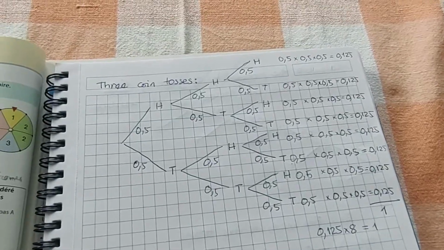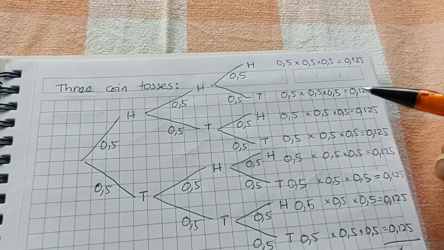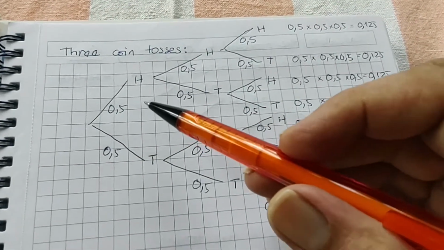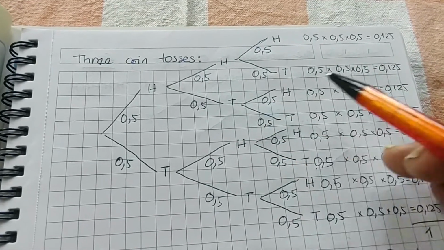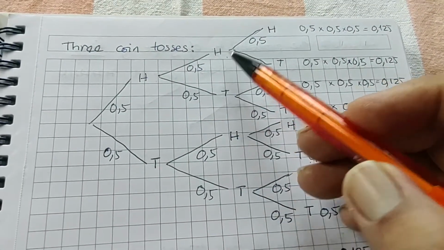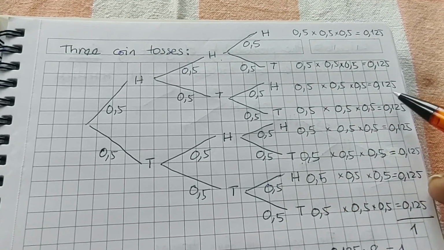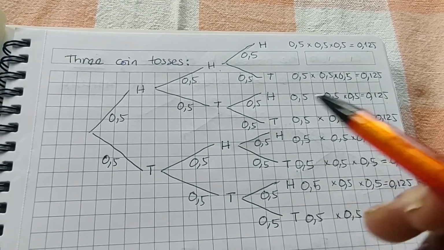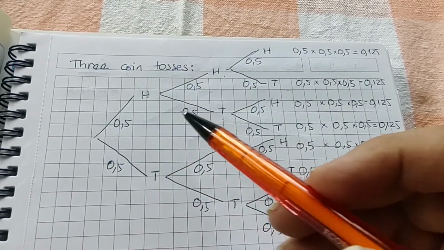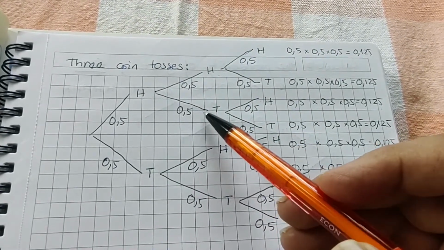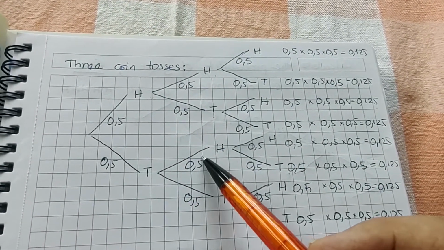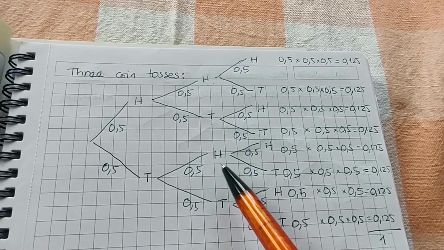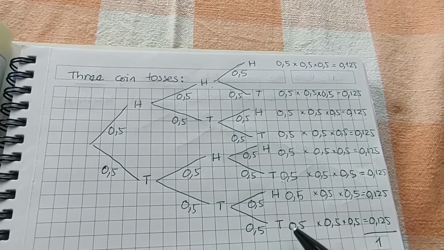I'll use a pen because my finger is too fat. So this satisfies it because you have head, head, head. This satisfies it because you have head, head, tails, again 2 heads. This satisfies it because you have head, tail, head, 2 heads. This branch doesn't satisfy because it is head, tails, tail. And here THH also satisfies, but the others THT and TTH and TTT don't satisfy.